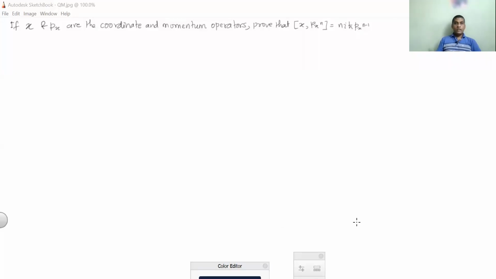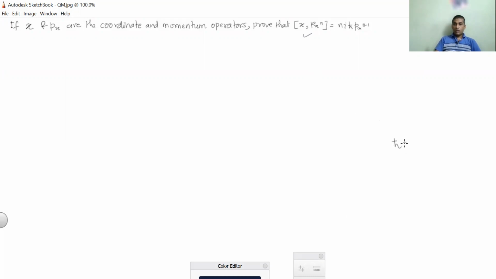Hello everyone. Today we are going to discuss a numerical problem related to operators in quantum mechanics. We have x and px as the coordinate and momentum operators, and we are asked to prove the commutation of x, px to the power n equals n i h bar px to the power n minus 1.